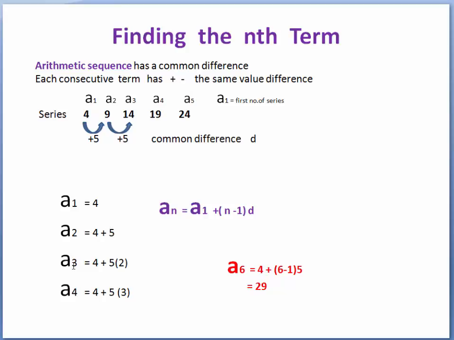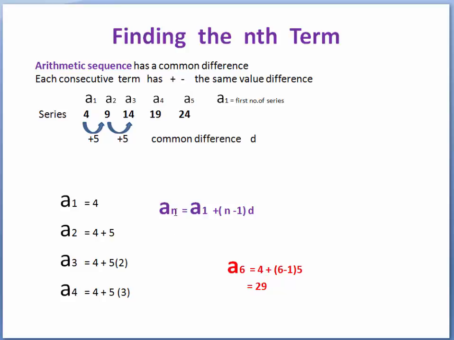So 4 plus 5. The third number in the series, A sub 3, would be the first, A sub 1, plus the difference, and plus another difference. So this would be 5 plus 5, which we can write as 5 multiplied by 2. Then similarly, A sub 4, the fourth number in the series, would be the first number, A sub 1, plus the common difference, plus the common difference, plus the common difference, which would be 5 times 3. Now if we look at this, we see a pattern.